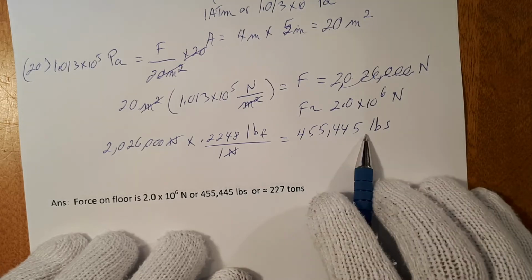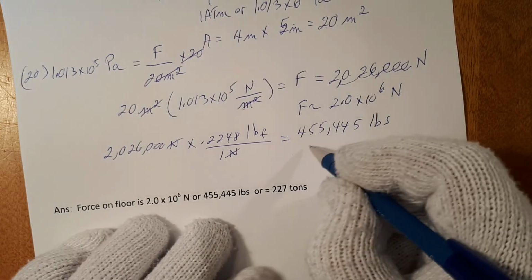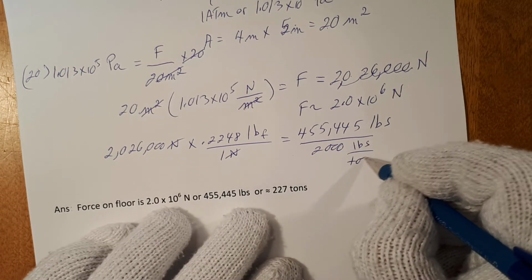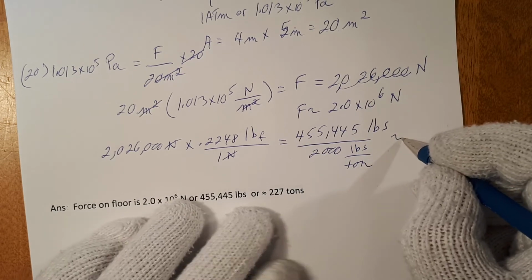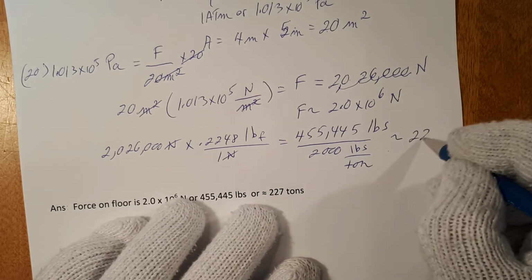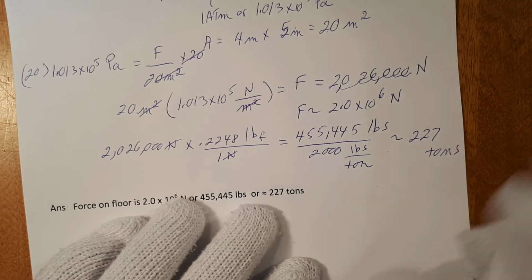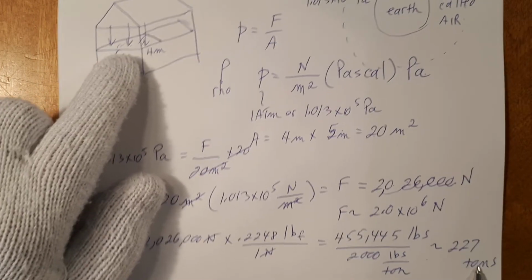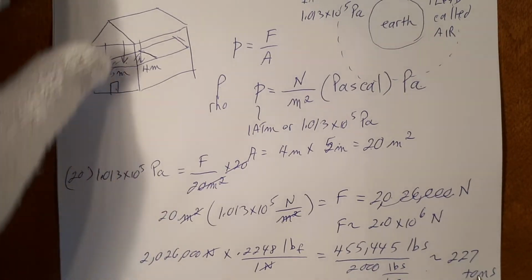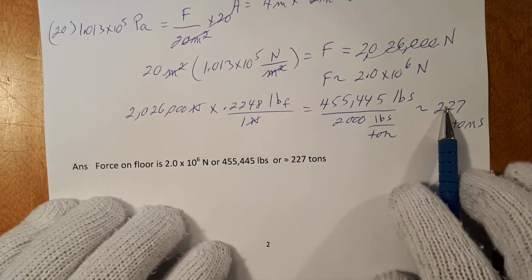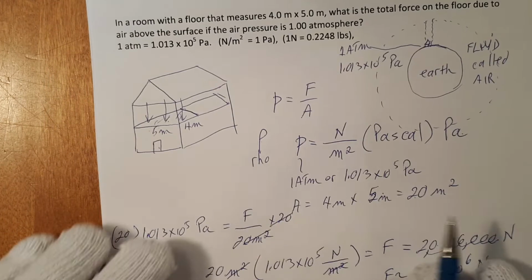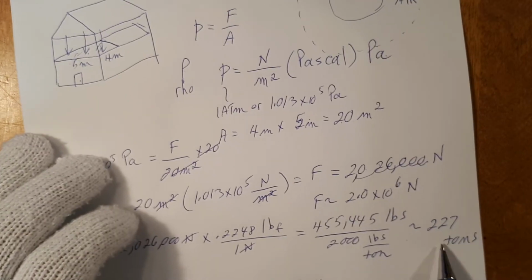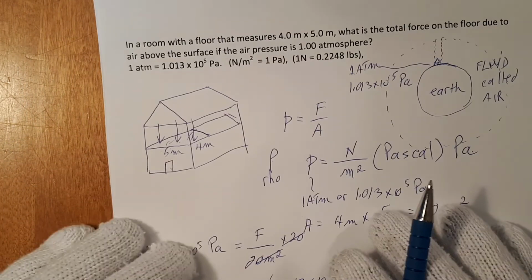We can change this into tons simply by dividing by 2,000 pounds per ton. That gives us approximately 227 tons. That is the weight of all the air that is being applied on this floor. And the question now comes, oh my God, that is a huge, huge number. There is no way that this floor has been designed to withstand a weight of 227 tons. So why doesn't it collapse?